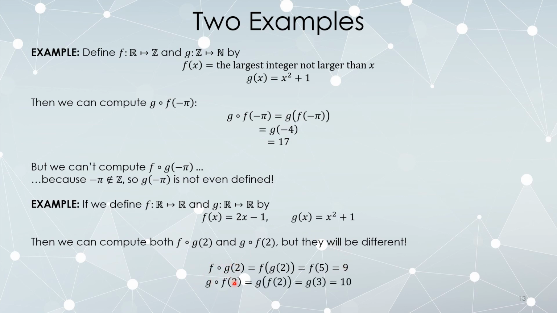What's g of f of 2? Well, first compute f of 2. F of 2 is 3. Then compute g of 3. G of 3 is 10. So f of g of 2 was 9 and g of f of 2 was 10. Even though both orders of composition existed, they turned out to be different things.